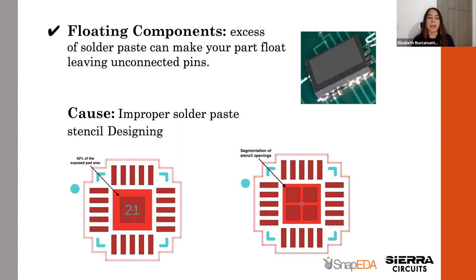And so basically what IPC recommends in these cases, IPC 7351, says that if the exposed pad of your component is a square about 4x4 millimeters, the paste mask should be segmented into a symmetric patch array, just like you're seeing in this example on the right side. You can see that there are four small squares here where the solder paste is going to be applied, right? And IPC also states that if that square is below 4x4 millimeters, then you can apply the 40% rule of the exposed pad area.